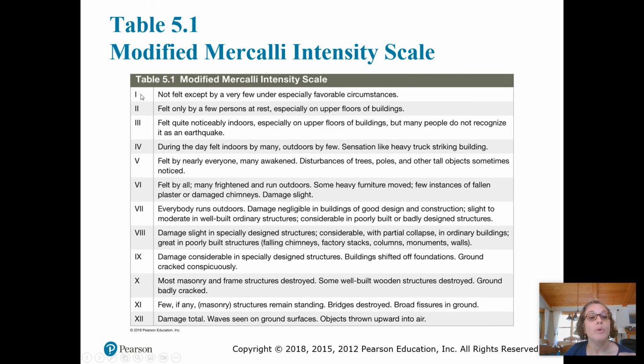And that's Roman numerals from 1 to 12 that talks about, did everyone feel it? Did some people feel it? Were certain buildings destroyed, buildings made out of brick or wood, etc., or total destruction, where we actually see the waves on the street? So again, this is based on feedback about who's feeling it. Do you wake up in the middle of the night if the earthquake occurred? All those are assigned values based on that.